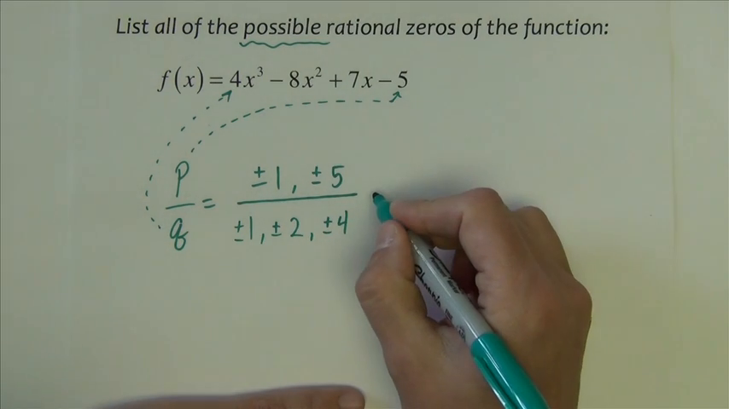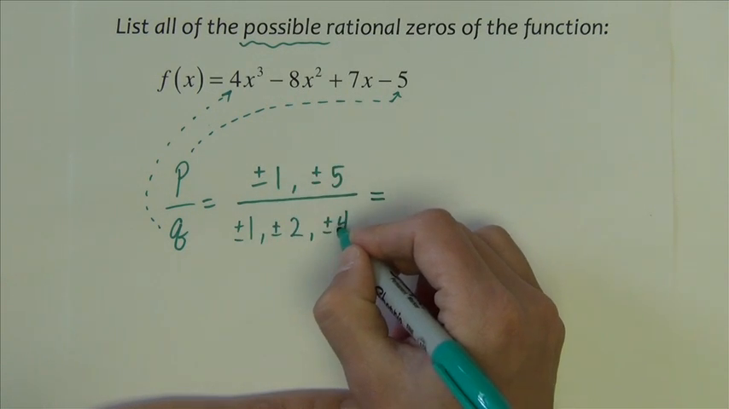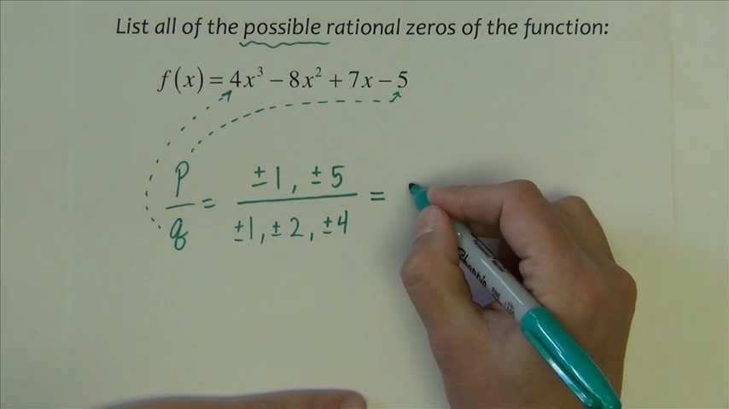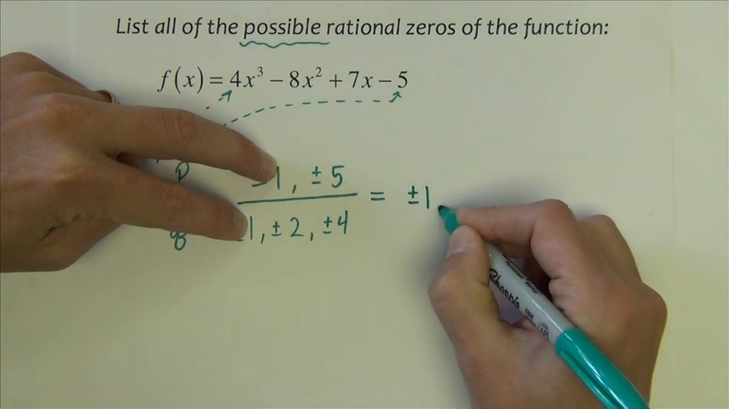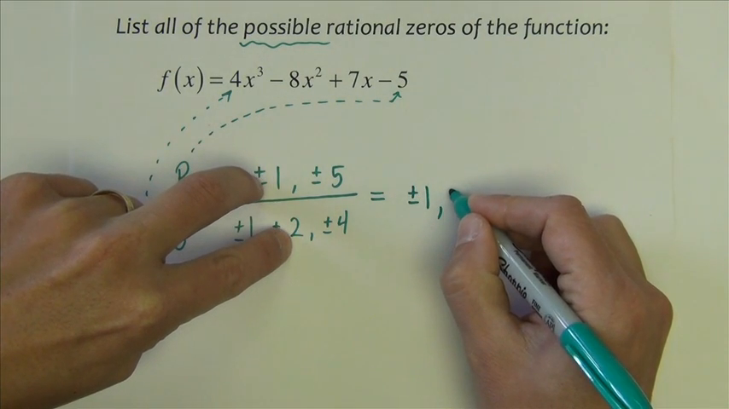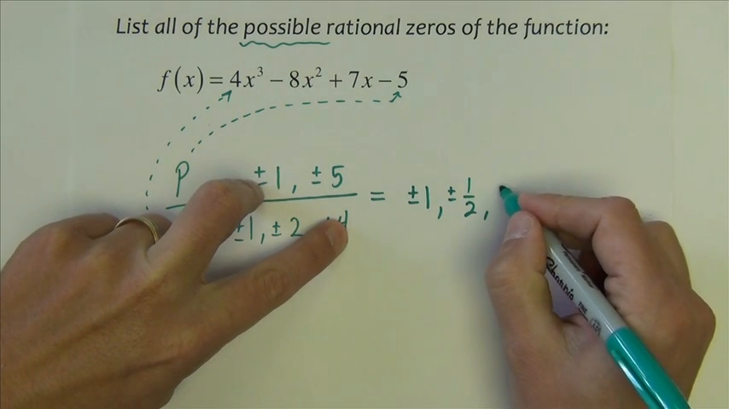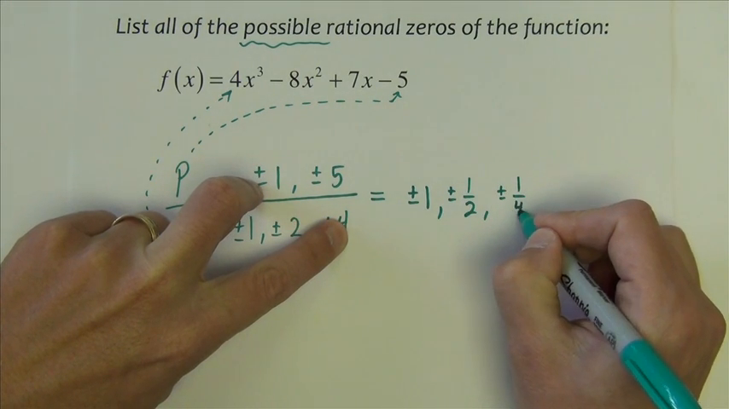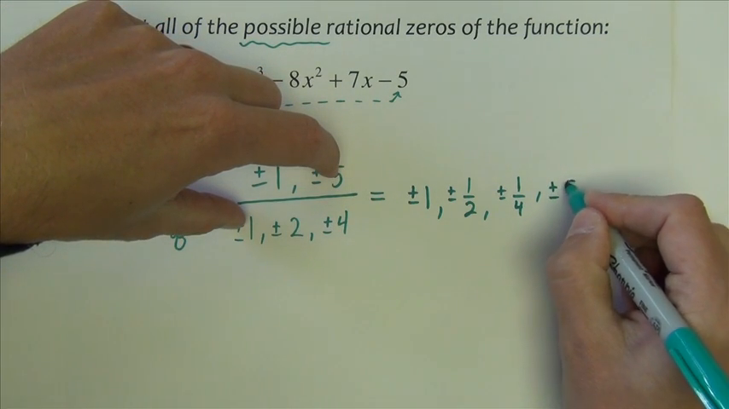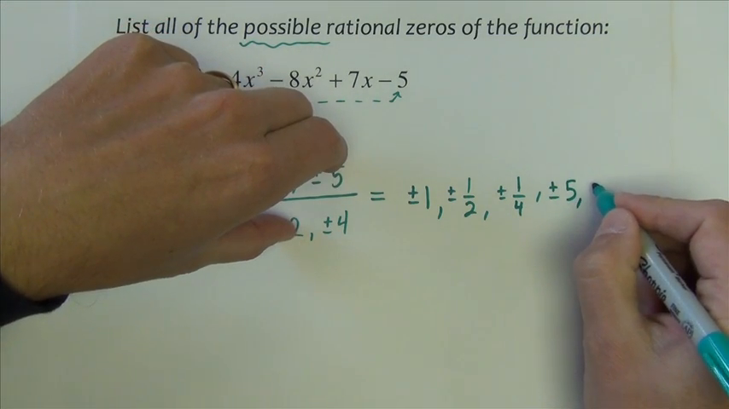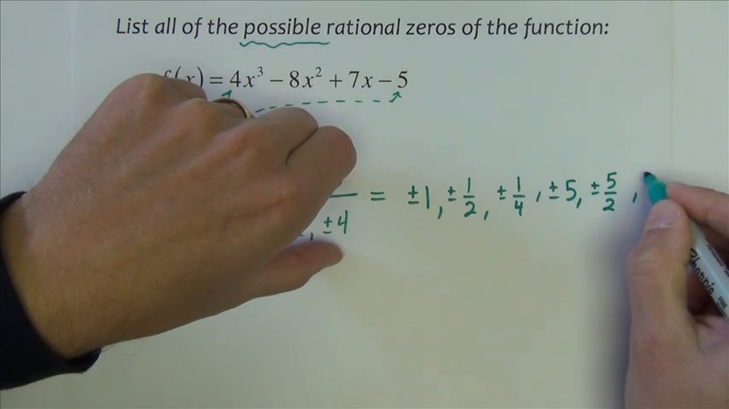So now maybe I want to write out the full list. 1 divided by each of these. So 1 divided by 1 is 1. 1 divided by 2 is 1/2. 1 divided by 4 is 1/4. 5 divided by 1, 5 divided by 2, and then 5 divided by 4.